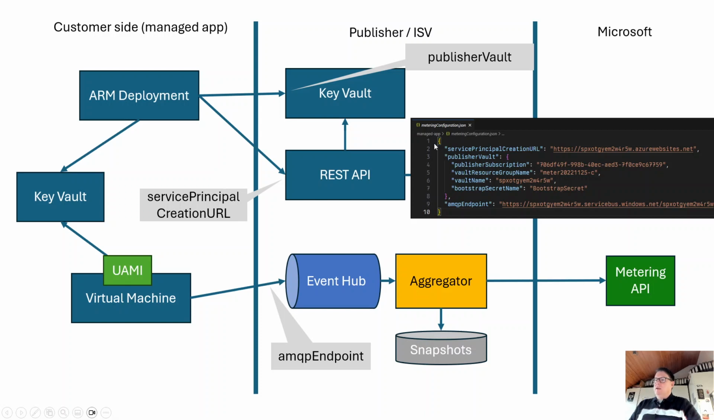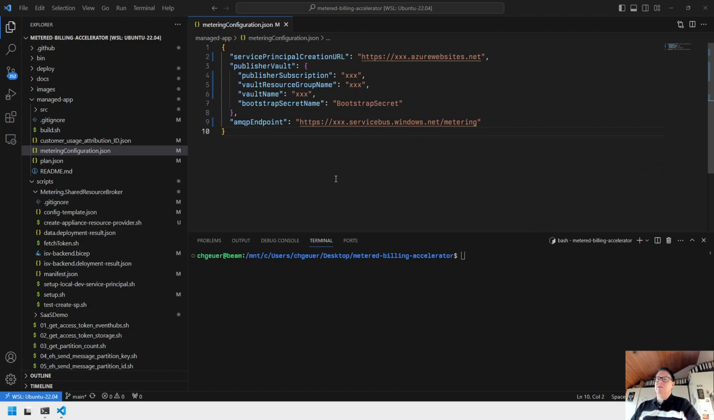So inside the managed app folder, there is this metering configuration JSON, and in here we need to understand what the service principal creation URL is, what the publisher vault is, and what the AMQP endpoint is down here. So these three values, with the publisher vault being a tuple of subscription, resource group, vault and secret, in total six values, need to be configured inside the JSON file as well. But we don't do this by hand. We do this via a script.